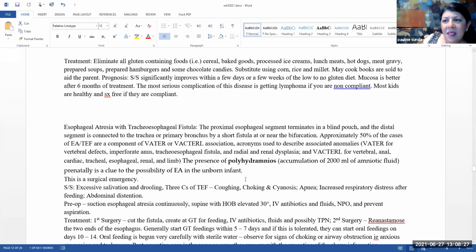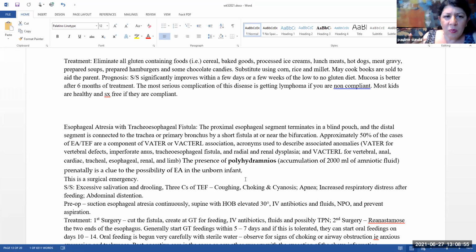So what is the treatment? Basically, we need to eliminate all gluten-containing foods. So we need to make sure the parents understand they need to read all the labels. So cereals, baked goods, processed ice creams, lunch meats, hot dogs. And I know you're probably going, well, hot dogs are meat. Sometimes they have fillers, which are almost like a breading, and that contains gluten.